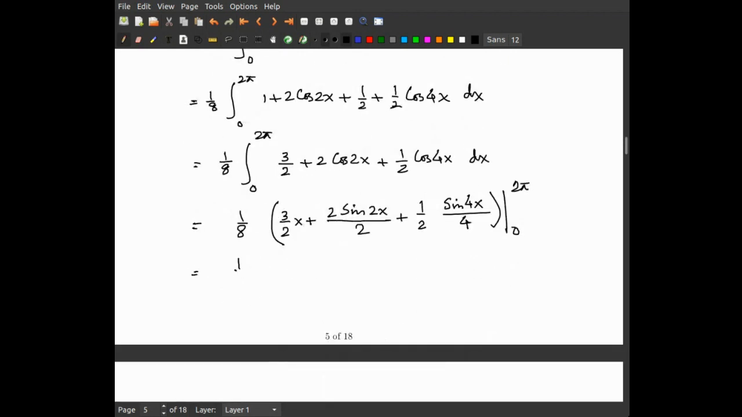Now for the first one, we have 1 over 8, and if we plug the value into 3 over 2 instead of x, we get 2 pi. Plus, now let me ask you the next one: if I plug in twice pi, sine 2 times 2 pi, which is sine 4 pi. What is the value of sine 4 pi?